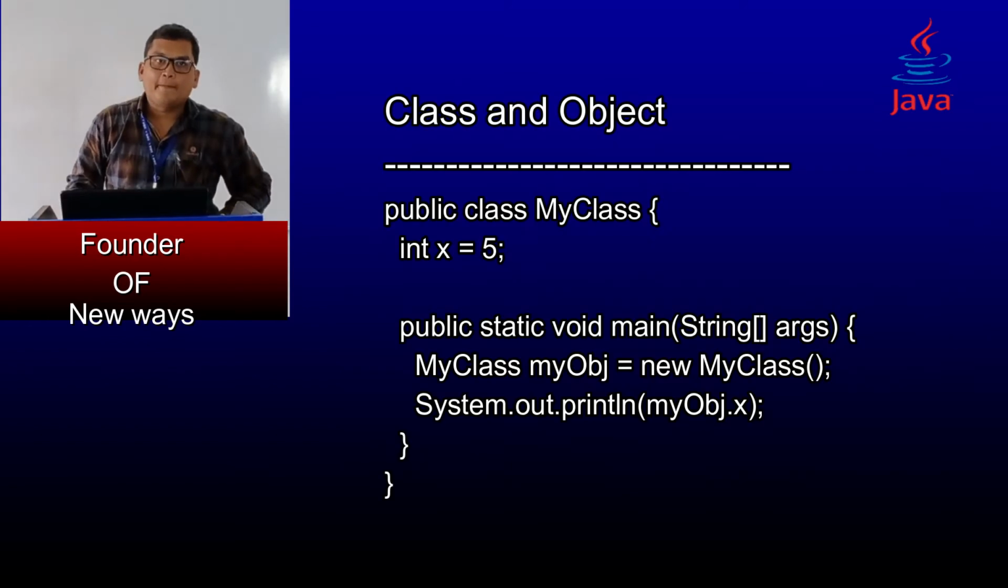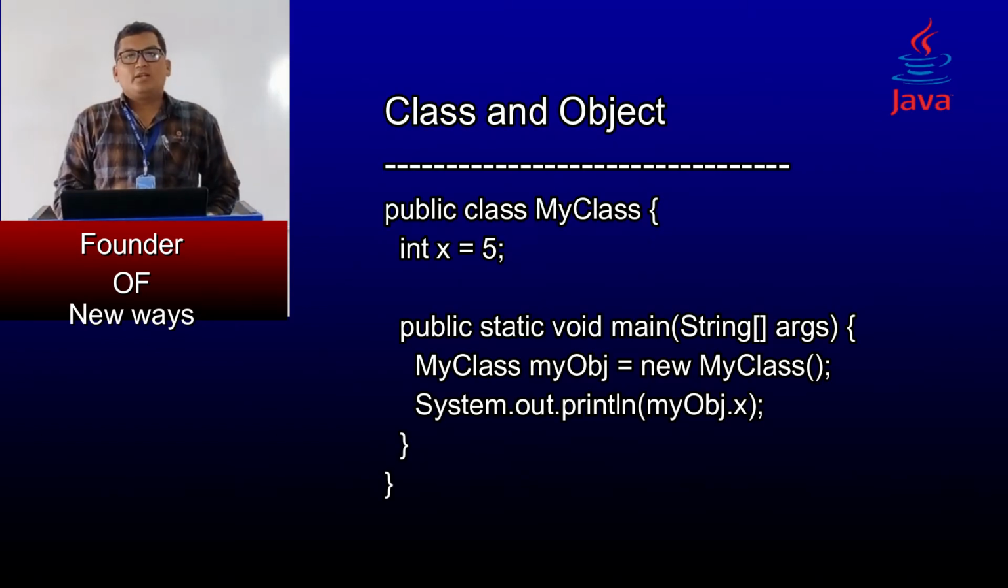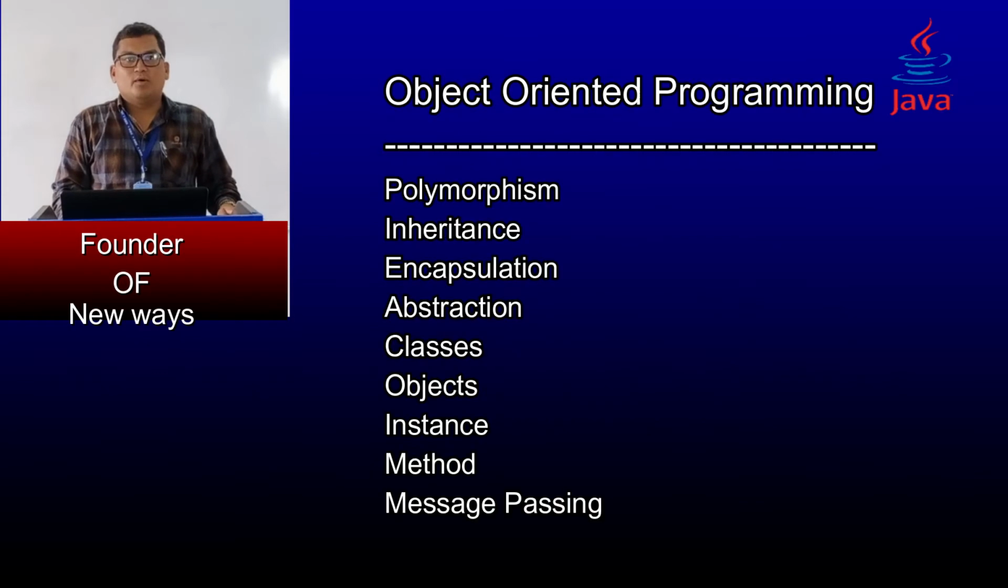Okay. So Java is an object-oriented language, a language that has object-oriented features. You all know that Java supports the following fundamental concepts: polymorphism, inheritance, encapsulation, abstraction, classes, objects, instance, methods, and message passing. In this video, we will look into the concepts of classes and objects.